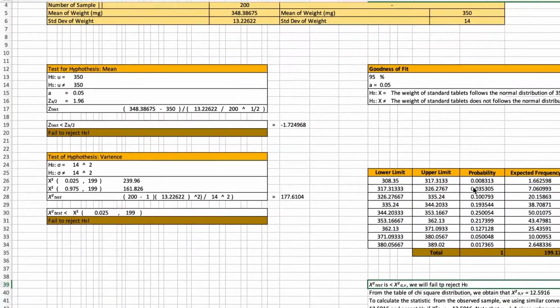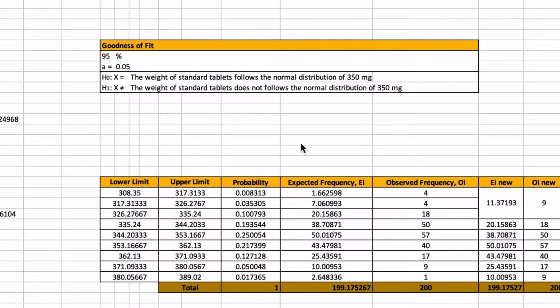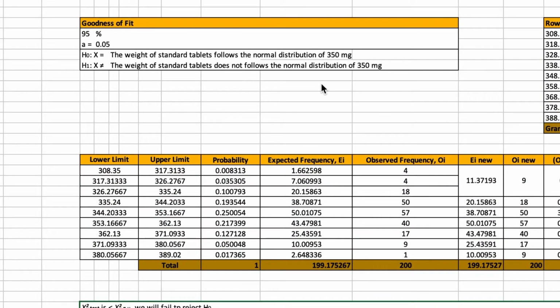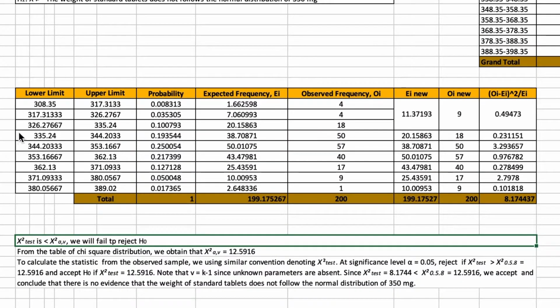Okay. For H naught, the weight of standard tablets follows the normal distribution of 350 milligram. And then the H1, the weight of standard tablets does not follow the normal distribution of 350 mg. So from the table, we get the expected frequency Ei, then observed frequency. The expected frequency must be higher than 5, but if it's lower than 5, then we need to do a new Ei, and also for Oi.